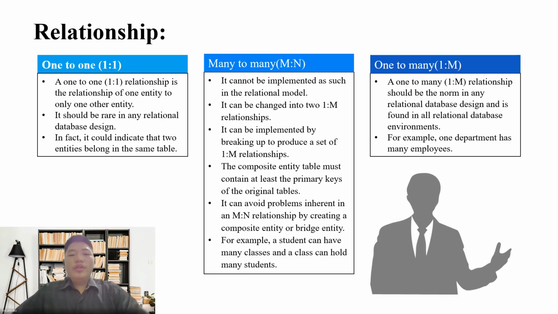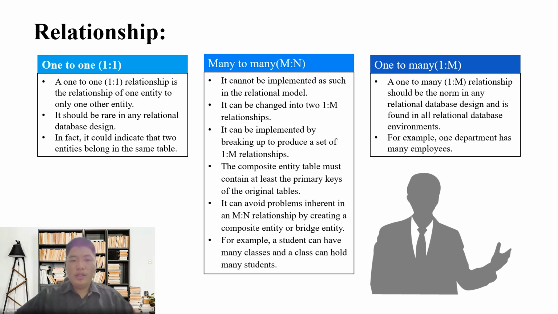Relationship. A relationship describes an association among entities. There are three types of relationship. First, one-to-one relationship. A one-to-one relationship is the relationship of one entity to only one other entity, and vice versa. It should be rare in any relational database design. In fact, it could indicate that two entities actually belong in the same table.